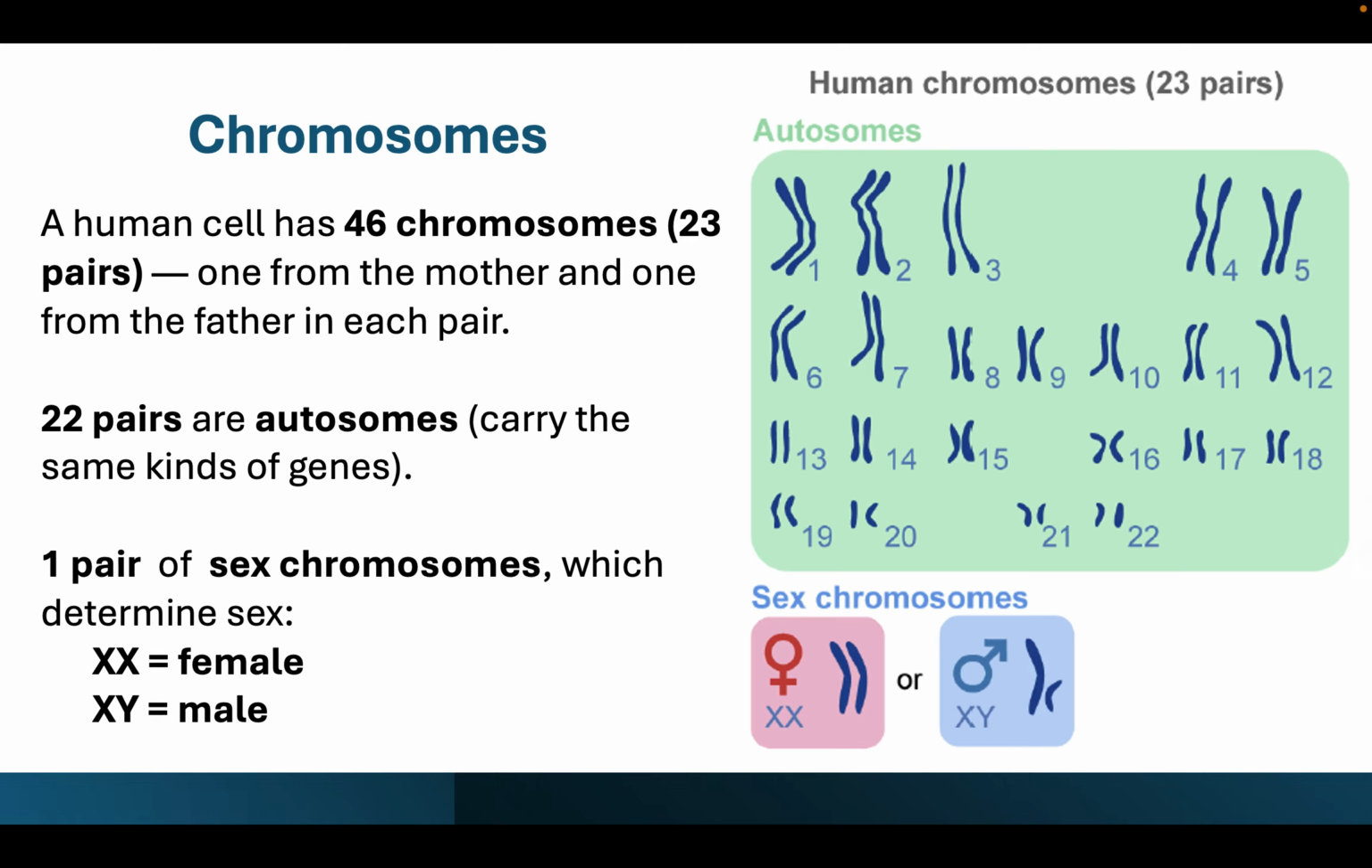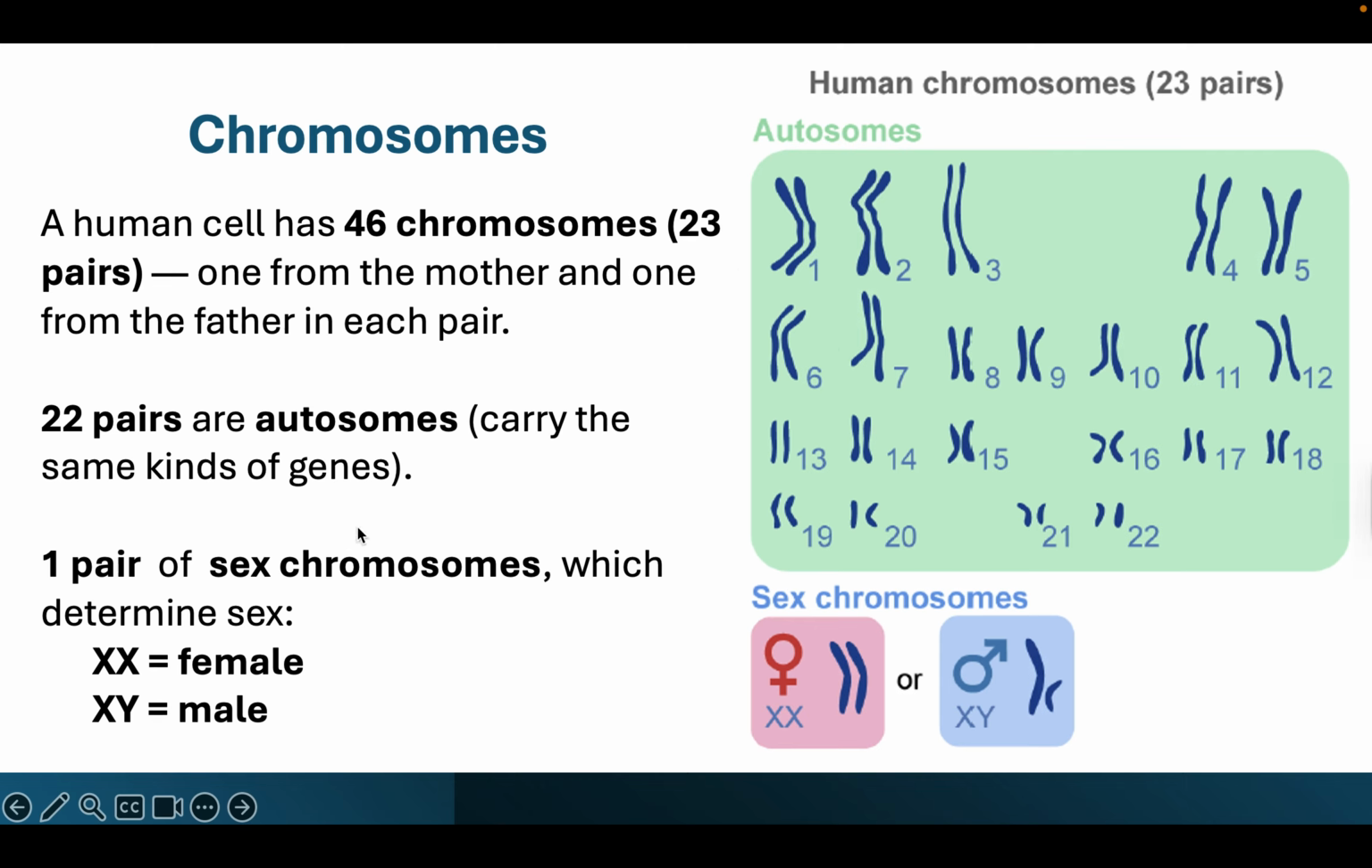A human cell has 46 chromosomes, 23 pairs, one from mom and one from dad, coming together in a pair, as you can see here in the picture on the right. Each chromatid is colored blue. Two chromatids form one chromosome. 22 pairs are autosomal and carry the same kind of genes. So the gene that comes from mom is the same as the gene that comes from dad. Because of this, we call them autosomal chromosomes.